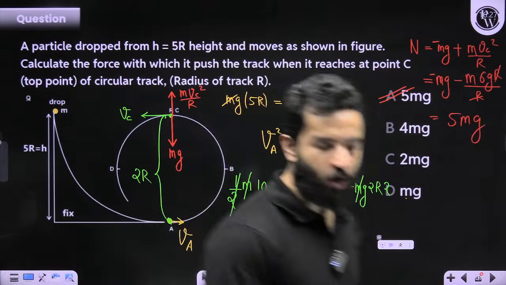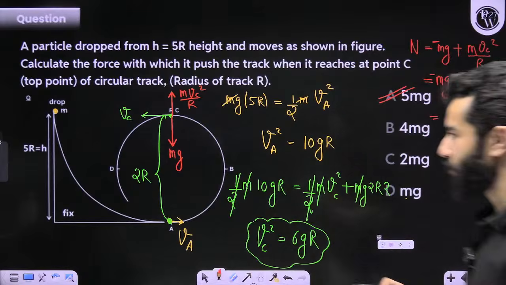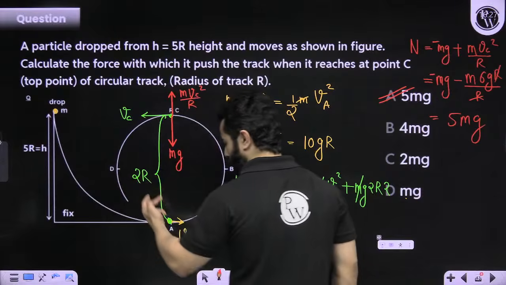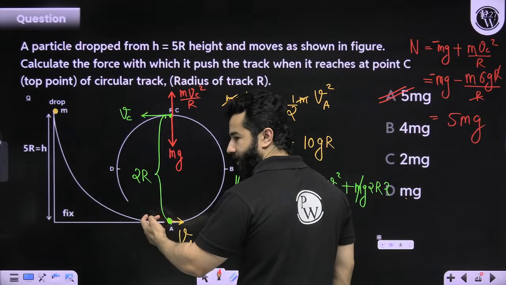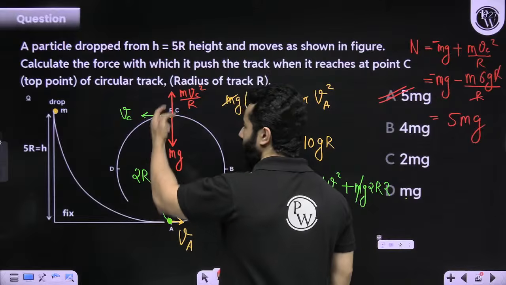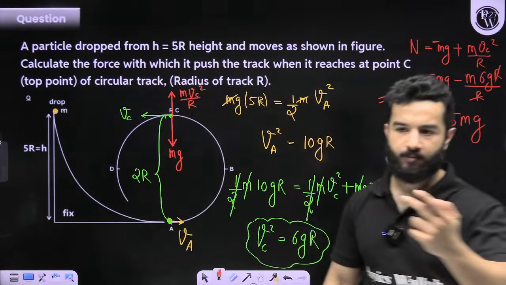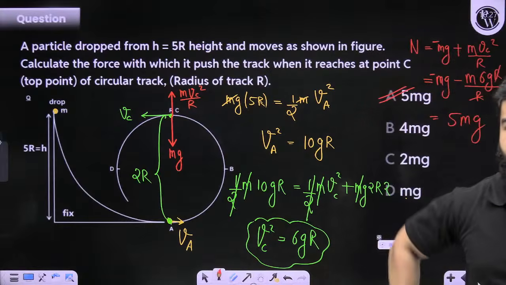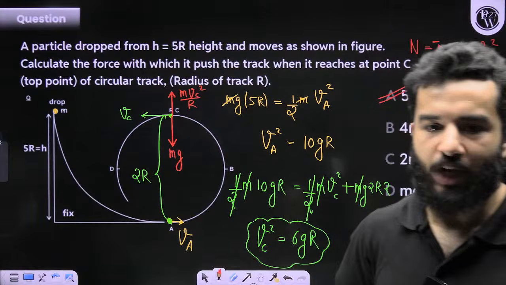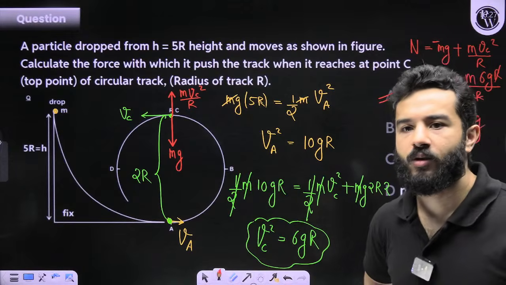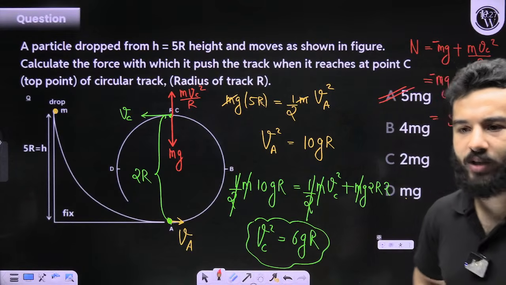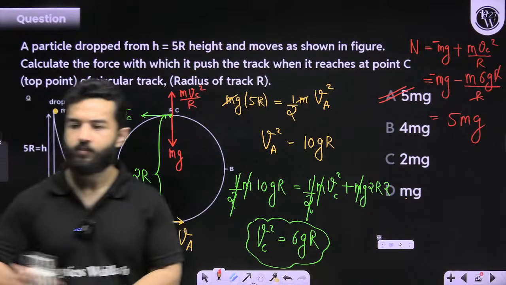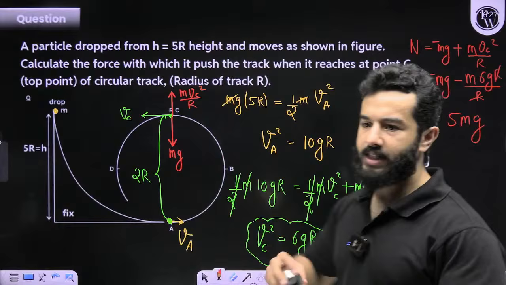Let me know in the chat box. Be quick. Nice problem. So we have to apply conservation of mechanical energy from this point to this point. Then we have to apply the conservation of mechanical energy from this point to this point. Clear? Is everything clear? Fine. Be quick. Let me know in the chat box. Any more doubt? Option A is absolutely correct.